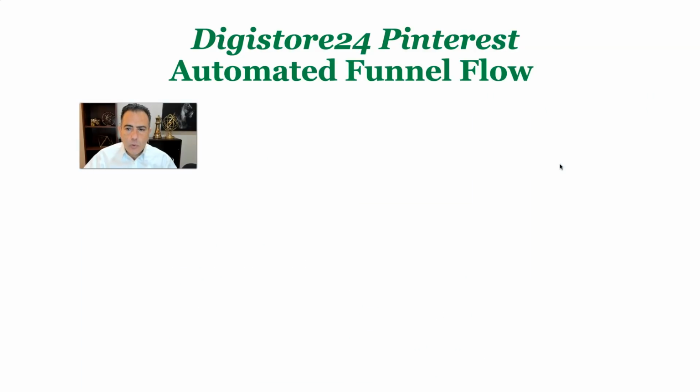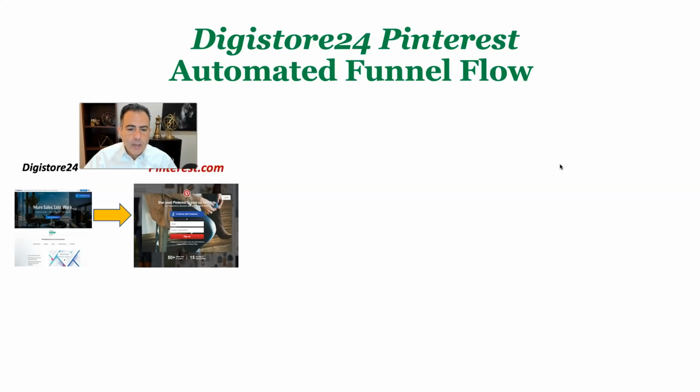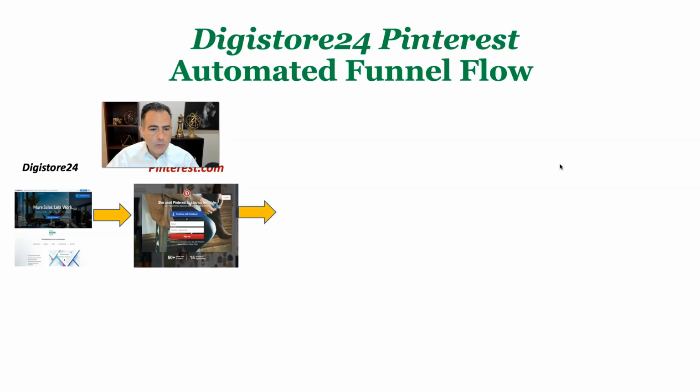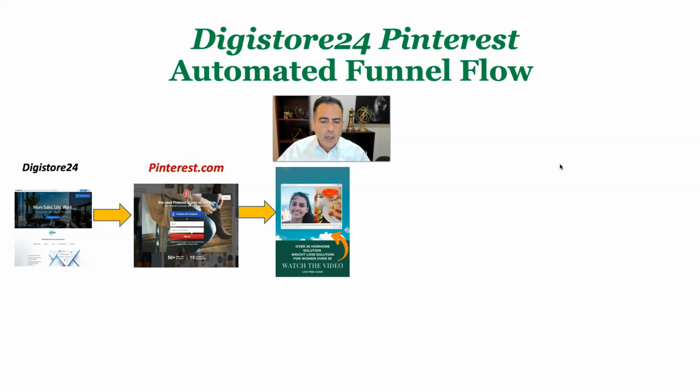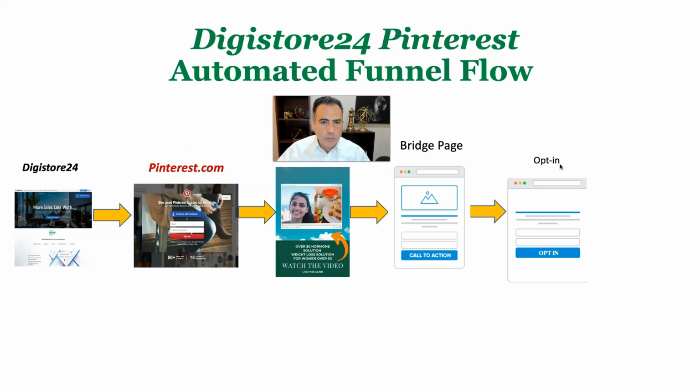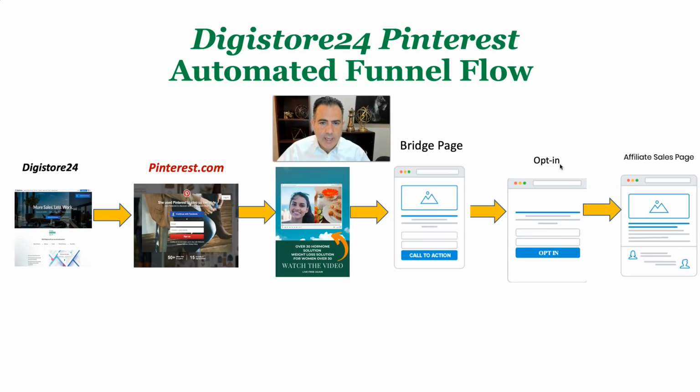All right, the Digistore24 Pinterest automated funnel flow. How is that going to flow? I just want to let you know exactly how it's going to happen. Like I mentioned before, I went on Digistore, and the product was already picked. It's a winning product. We went on Pinterest, created a pin, and then after that, the bridge page, after that, the opt-in page, and after that, the sales page that already has the video and the sales pitch in it.